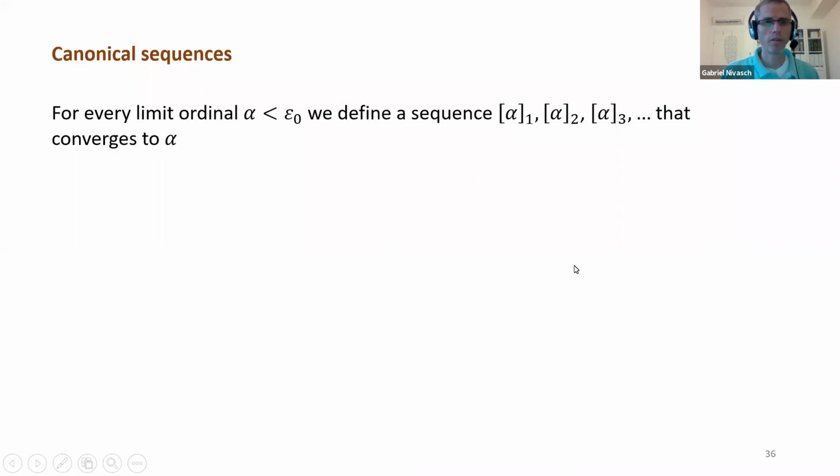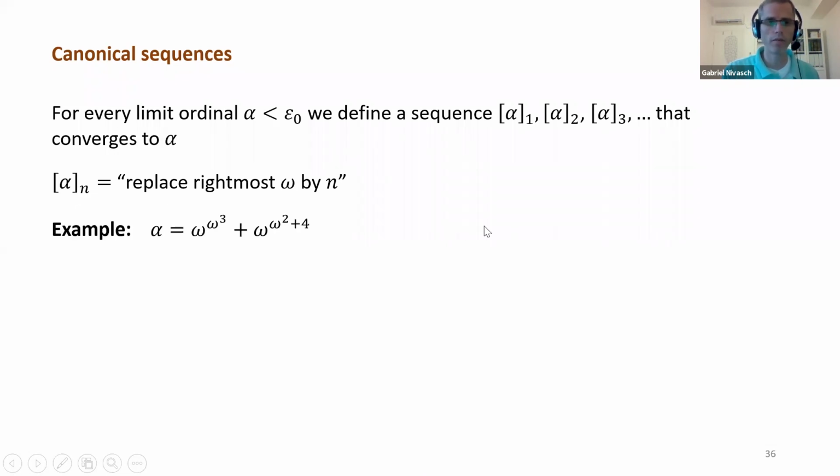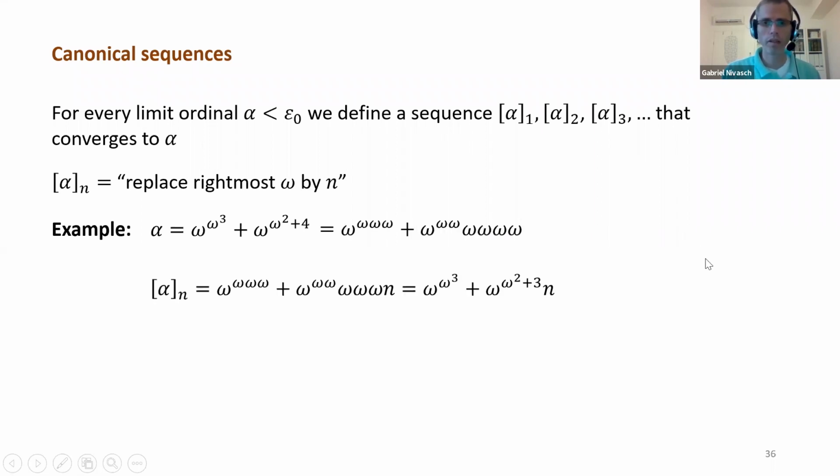So for that, we need to talk about canonical sequences. If you have an ordinal alpha below epsilon 0, there's a way of defining a sequence that converges to alpha. It's basically replacing the rightmost omega by n. So alpha square brackets n is replacing this rightmost omega by n. So for example, if you have this ordinal, you first write it this way. Okay, so replace the rightmost omega by n. So you get this ordinal. So as n goes to infinity, this converges to alpha. The limit of alpha n is alpha.